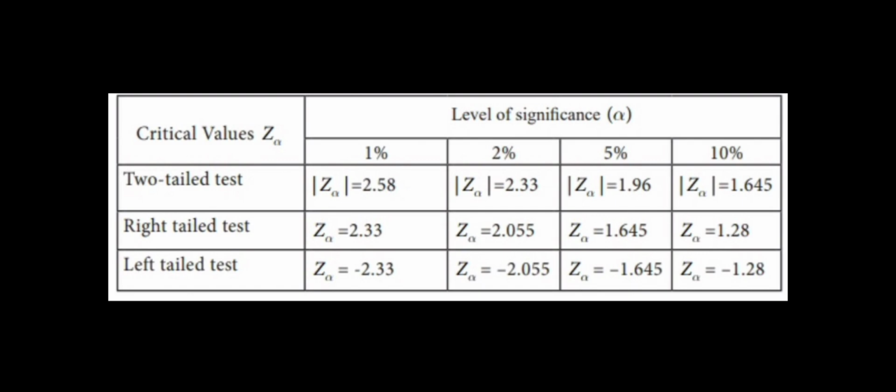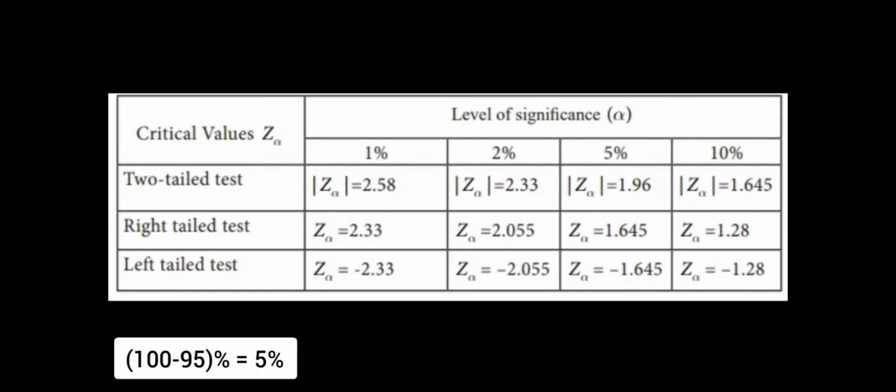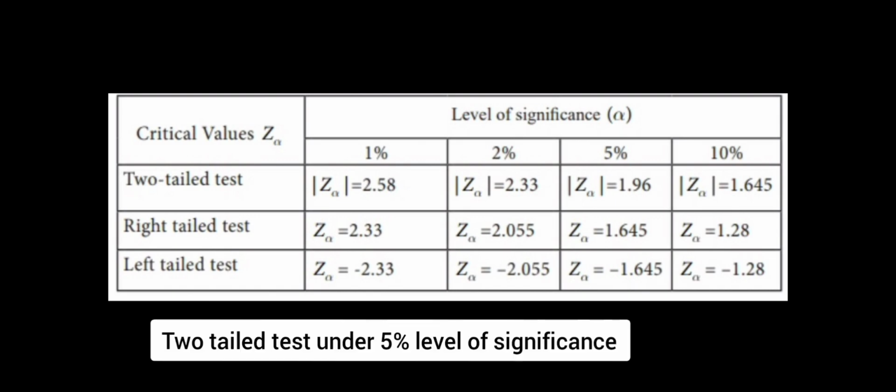Now, how do we determine our 95%? Just subtract 95 from 100. If you subtract 95 from 100, you are going to get 5. So we are going to look at the two-tail test under 5%. If you look at this table, the two-tail test under 5% is 1.96. So our critical value is 1.96. Do you understand how I got it?